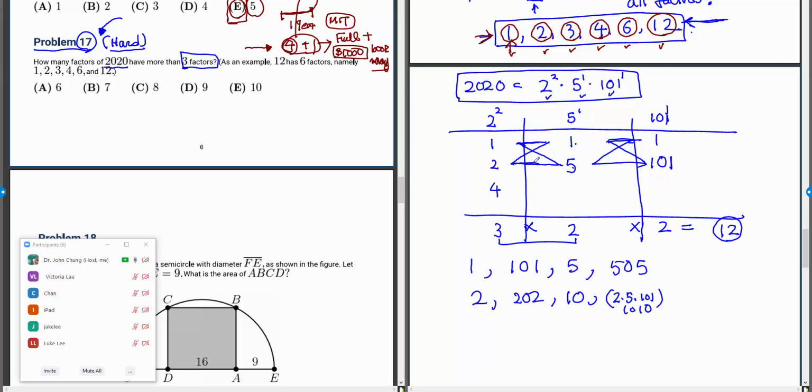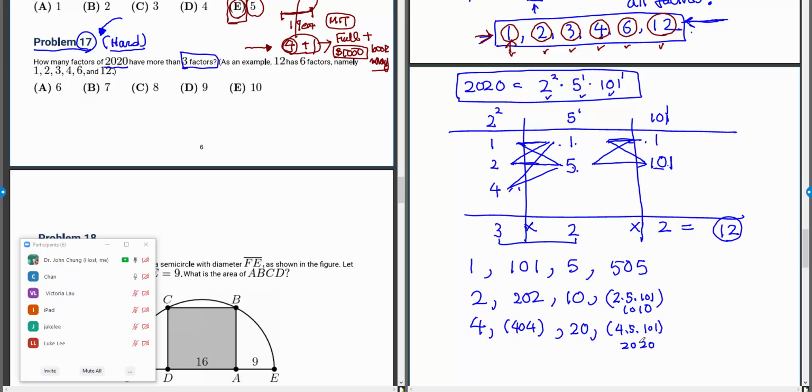The next one with the number 4. 4 times 1 times 1 is 4. 4 times 1 times 101, 404. 4 times 5 times 1 is 20. 4 times 5 times 101. Oh, that's a lot. That's 2020, right? This is 2020. That's so many factors.